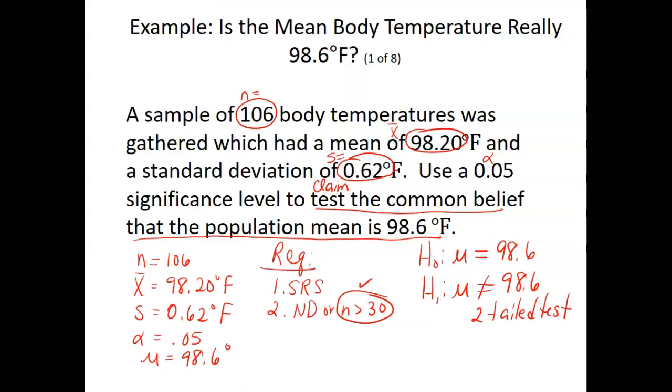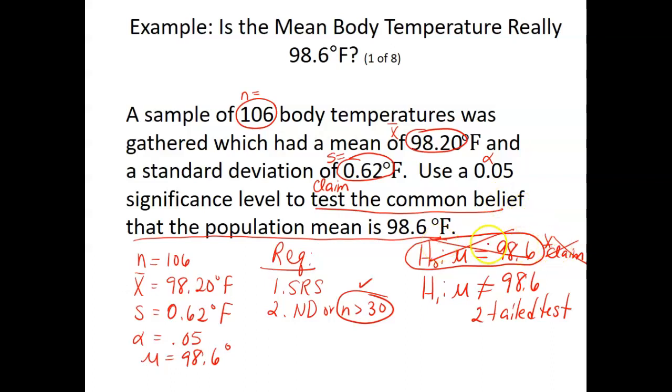I'm going to go back now to write my non-technical conclusion. If I look at this part, this is where my claim statement is this time, because we're testing the common belief that the population mean is 98.6. So that would be this statement here. So this is my claim statement, and I just said that I'm going to reject the null hypothesis. So by rejecting the null hypothesis, I'm actually rejecting the claim. So I would say there is sufficient evidence to warrant rejection of the claim.